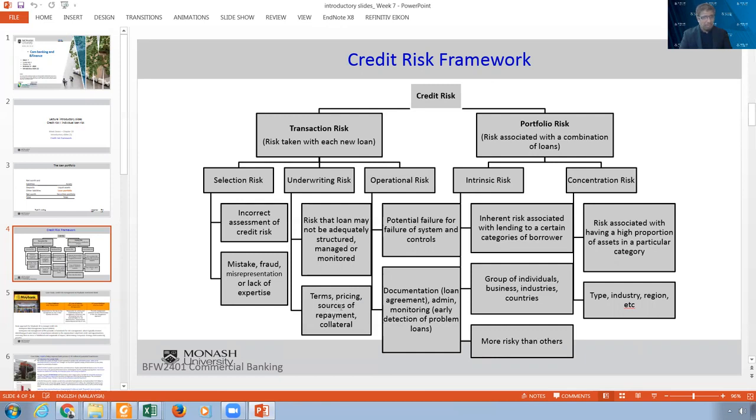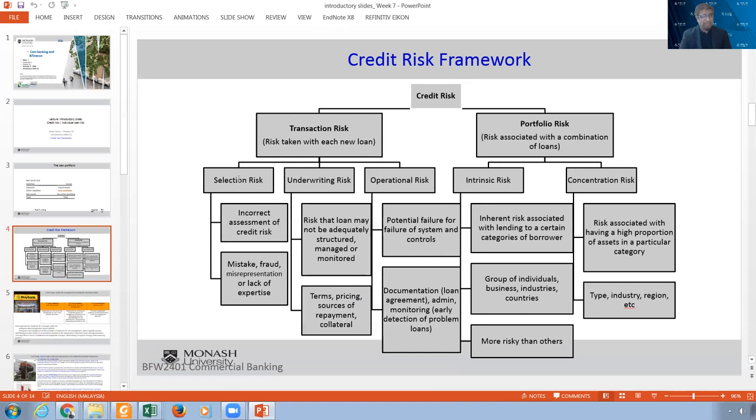Then the sources of the repayments, and also the collateral. All of those issues, when you are not sure of them, and they are not written or taken care of when you do the contract, will create another problem, even if the selection is okay.